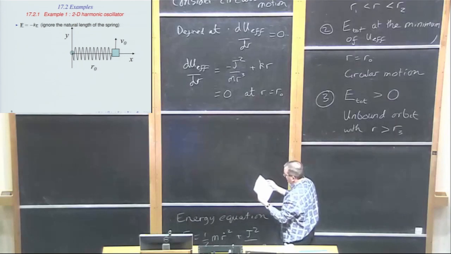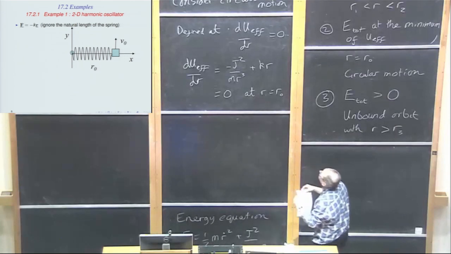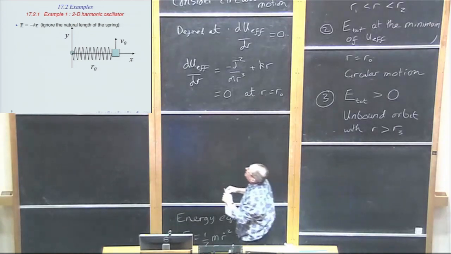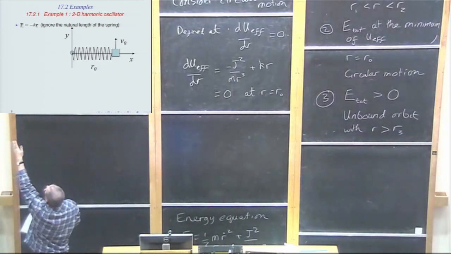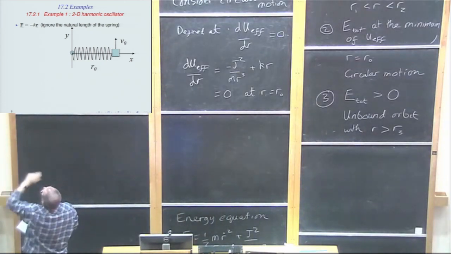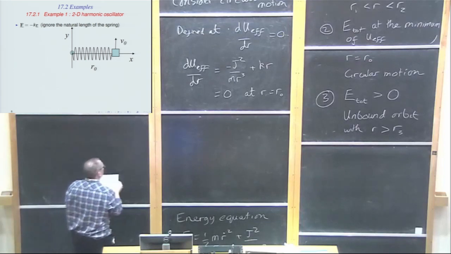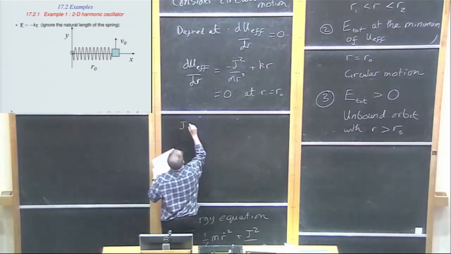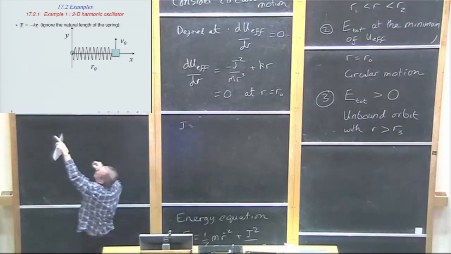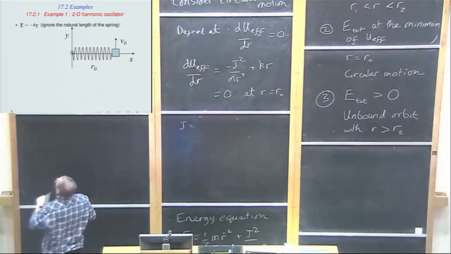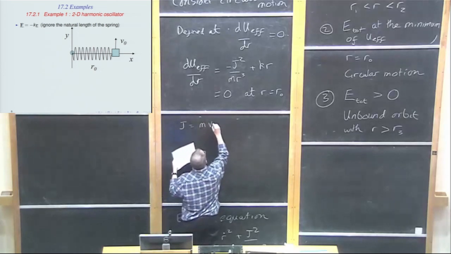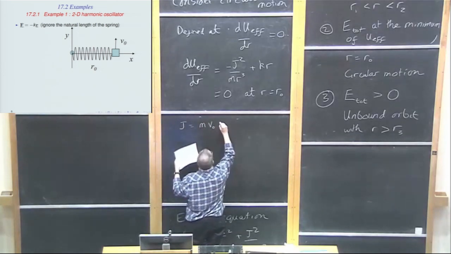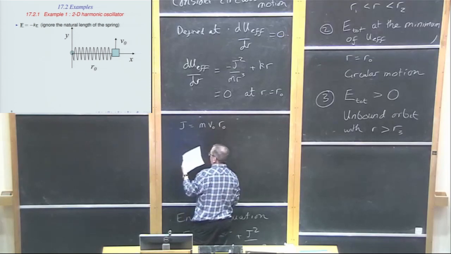Okay, so what is J? Well, J is the angular momentum. As is clear from this diagram, we start with this velocity v0, and that velocity is entirely azimuthal. There's no radial component. So J is equal to m v0, and it must be r0, that's the radius at which we start as well.